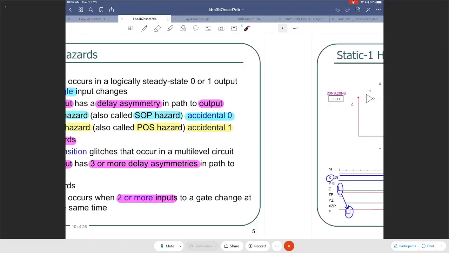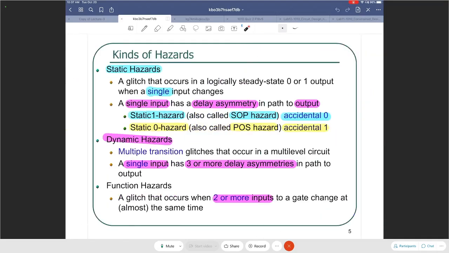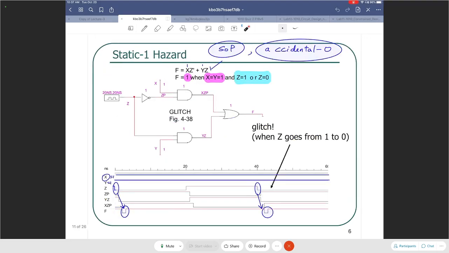If I look at this dynamic hazard, a single input has to have 3 or more delay asymmetries. So you are holding all the other inputs constant, and then you are looking at the unexpected output F with respect to only one input changing. Now in the diagram that we looked at, we were only looking at it with respect to Z, but you could in general look at any input that you are changing while holding the others constant.